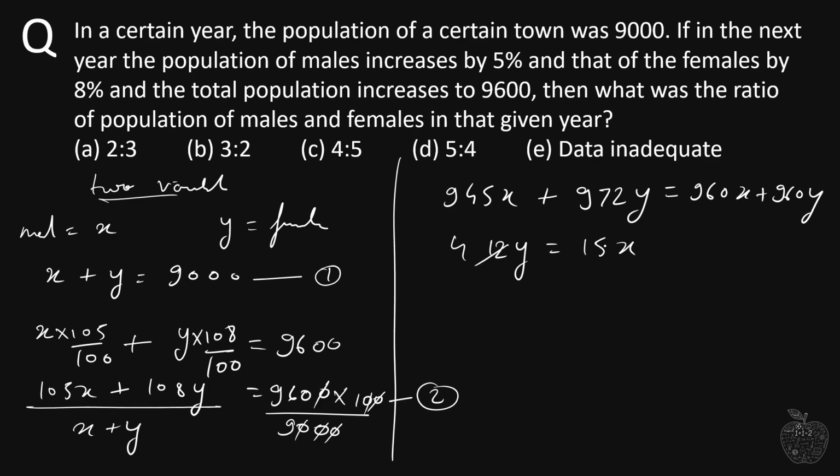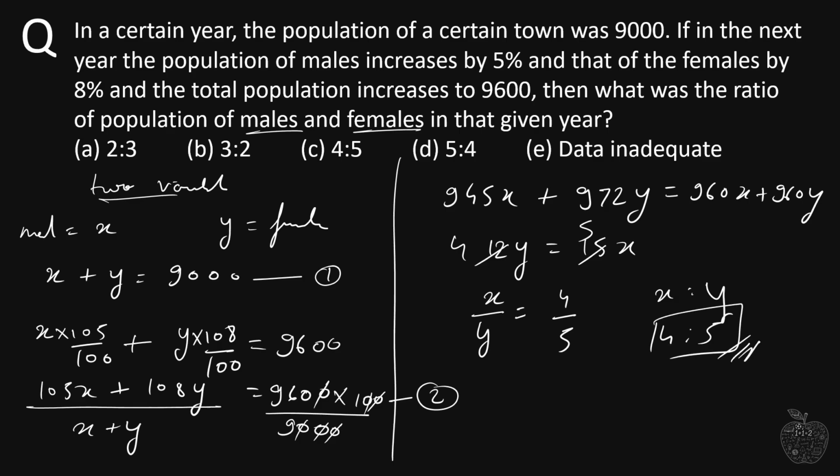So 3 fours are 12, 3 fives are 15, and the question is asking what is the ratio of the population of male and female in the given year. Male is x, female is y, so we get x over y equals 4 by 5, so x is to y equals 4 is to 5, and this is our required answer. So here option C is the correct one.